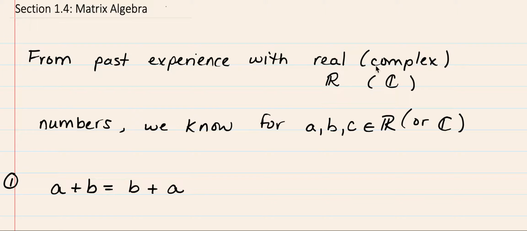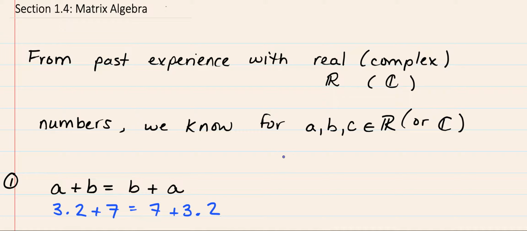So from past experience with real numbers and complex numbers, we know that if A, B, and C are just some real numbers or complex numbers, if you add A with B, it's the same thing as adding B with A. For example, 3.2 plus 7, well, that's 10.2, but that's equal to 7 plus 3.2. It doesn't matter the order of A and B, you're still going to get the same answer.